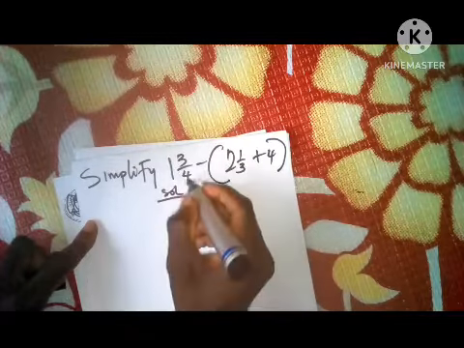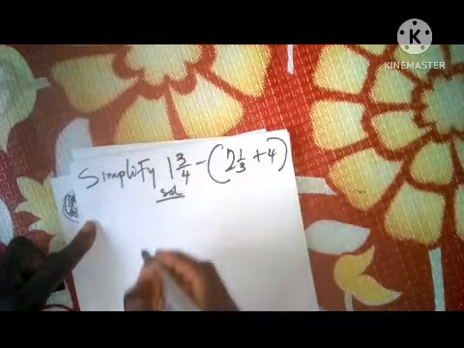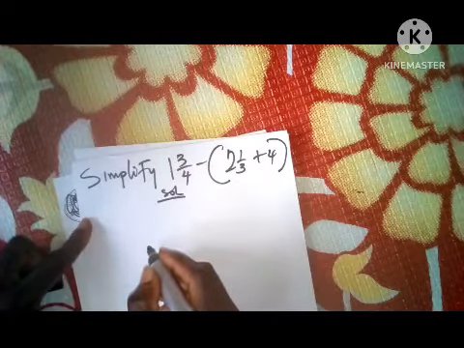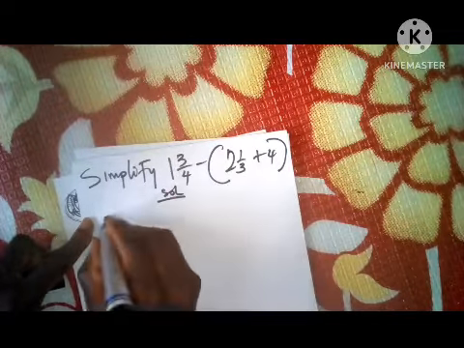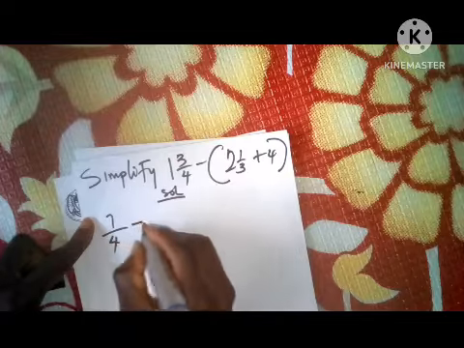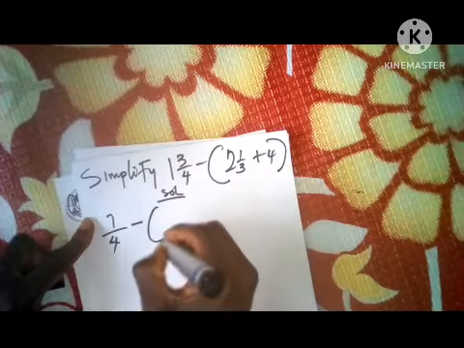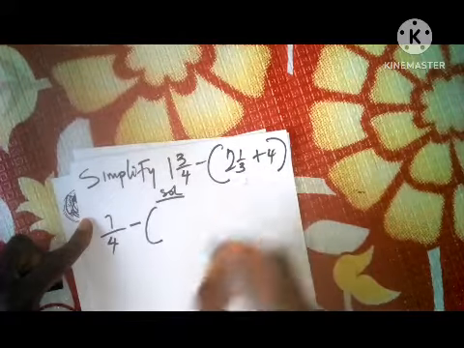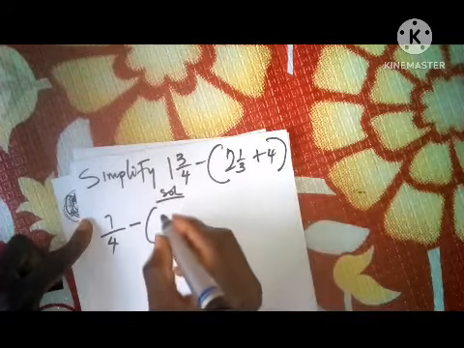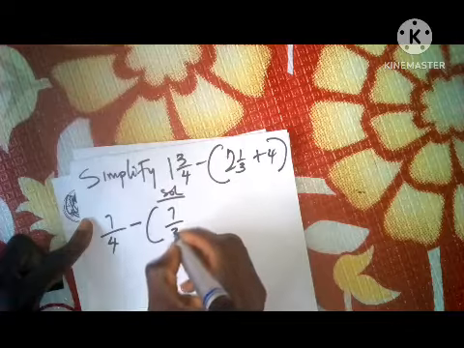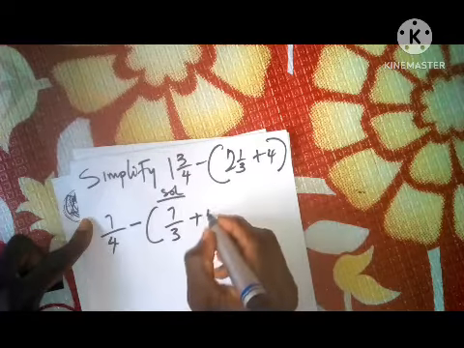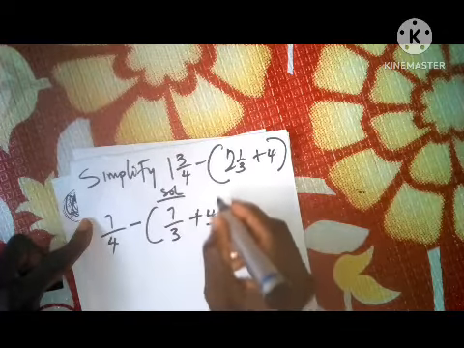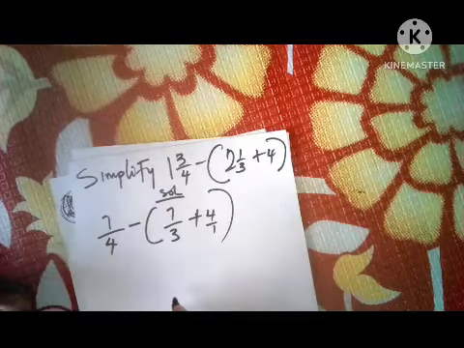How? This times this, what will it give you? 4. 4 plus 3, you have 7. 7 over 4 minus, you bring down the bracket, bracket open. This times this will give you what? 3 times 2 gives you what? 6 plus 1, 7. 7 over 3, you bring down the plus 4. It's like saying over 1. Hope you are following.